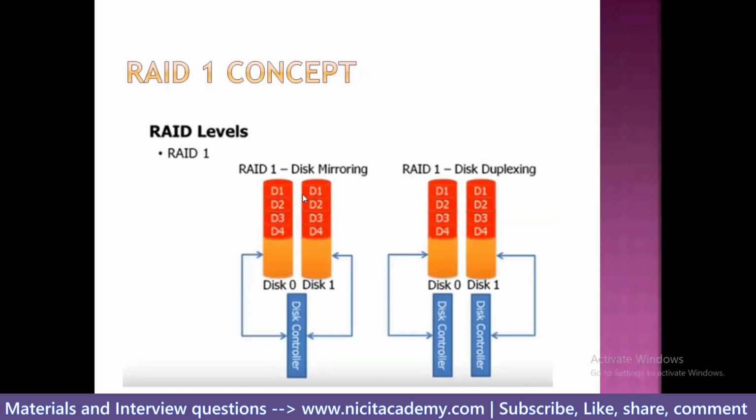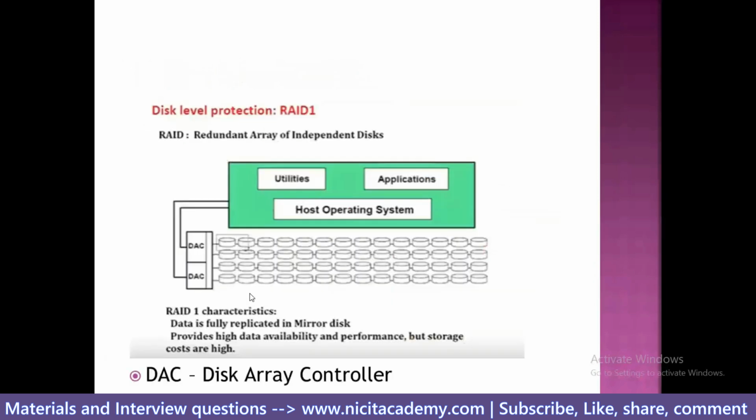For example, this is RAID 1, disk duplexing. So you have something like a disk. Disk 1, disk 2, disk 3, all those, right? This is like mirroring. We have one more disk.